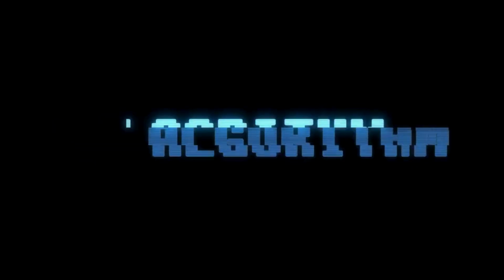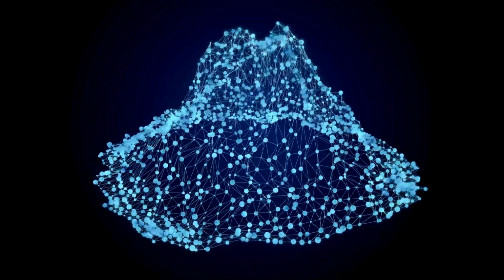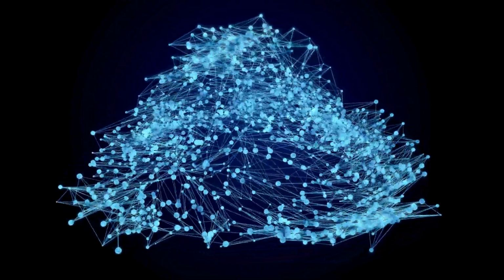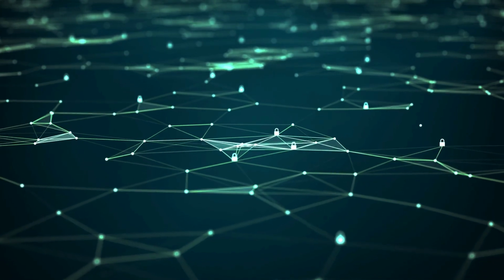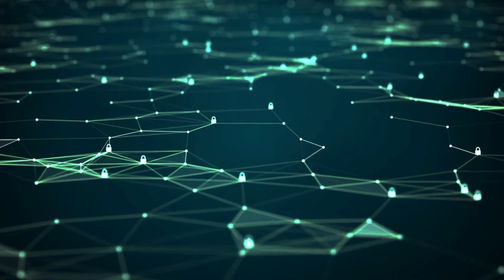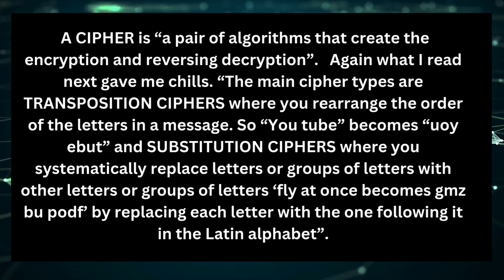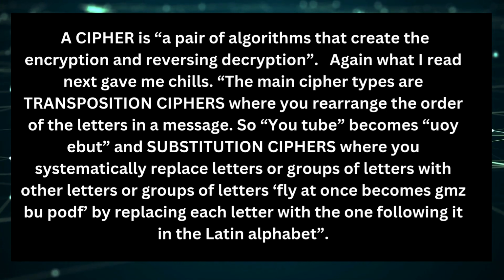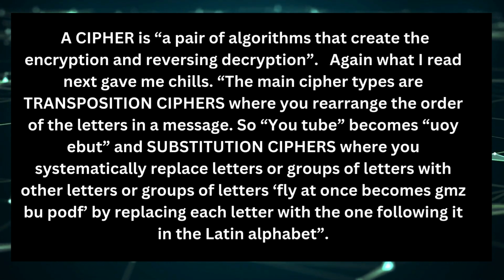Before we had invented all the wonderful technology we have now, cryptography and encryption were basically the same. Decryption is defined as the opposite, where whatever was made into an unreadable state is returned back to being readable again. A cipher is a pair of algorithms that create the encryption and the reversing decryption. Again, what I read next gave me chills.